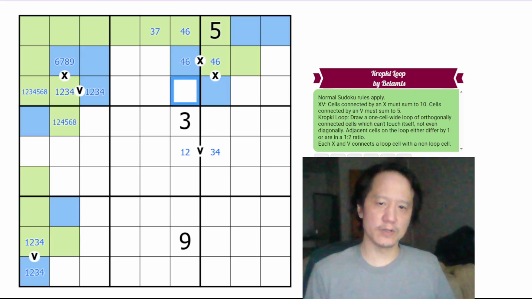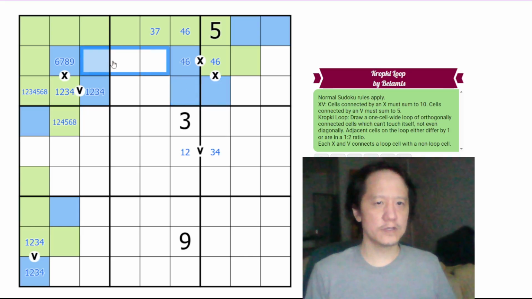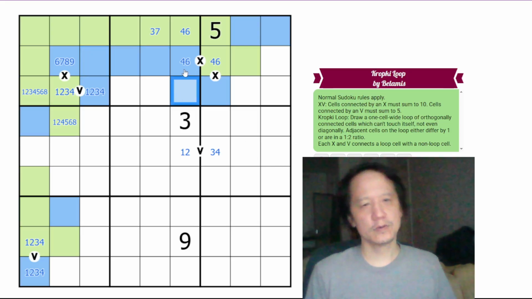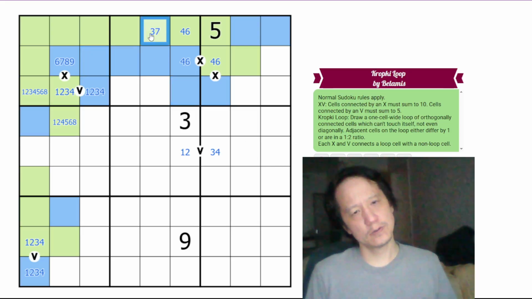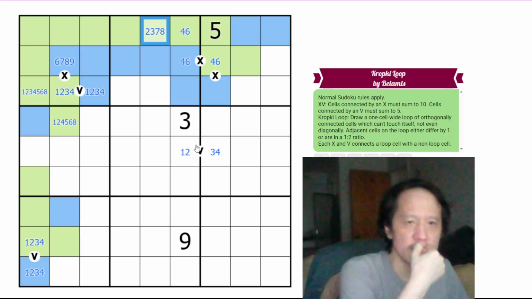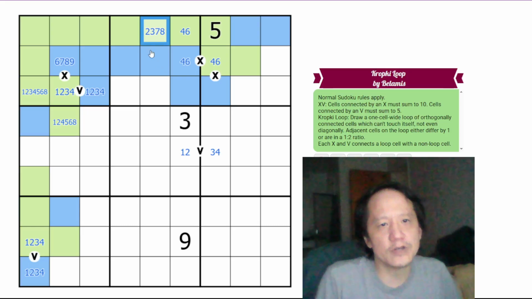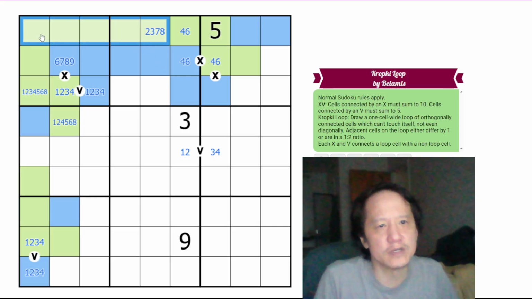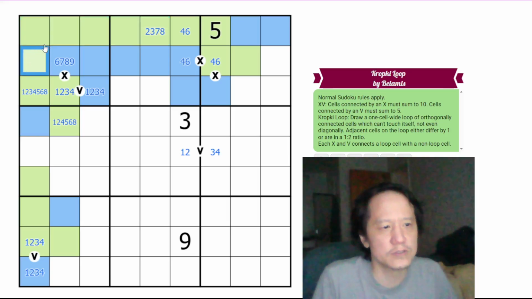This could not be on the loop. These could not be on the loop. 6 in a 1 to 2 ratio is with 3. 4 could be with 2 or 8. So this is 2, 3, 7, 8. 9 could not be any of these, because if 9 were anywhere here, it would be connecting 2 cells on the loop, and it would be consecutive.